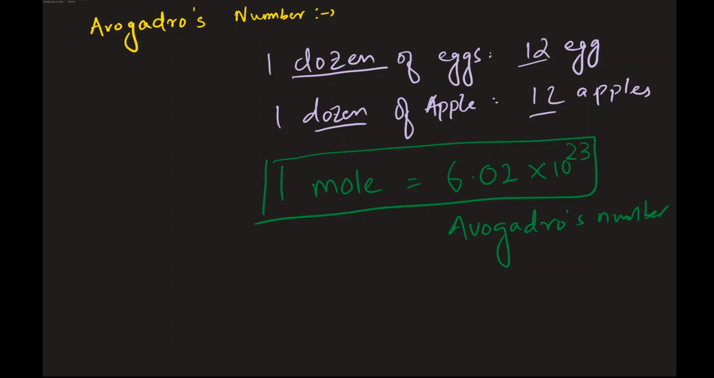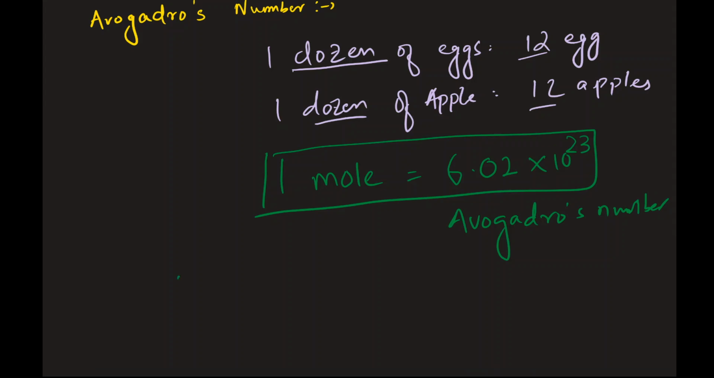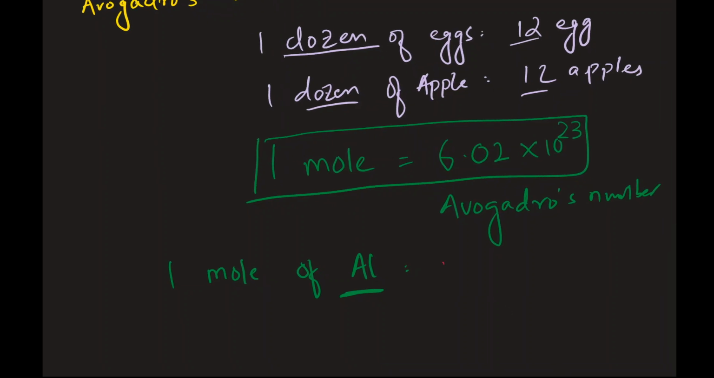So with Avogadro's number, you name it, it can be anything. Let's say 1 mole of aluminum. It doesn't matter what's in here, you can fill in anything. You can say 1 mole of people. Then what does that mean? This means we have 6.02 times 10 to the power 23. Do you want to write this number? Try writing this number. It's 602,000,000,000,000,000,000. I give up. It's okay, I'm just making fun.